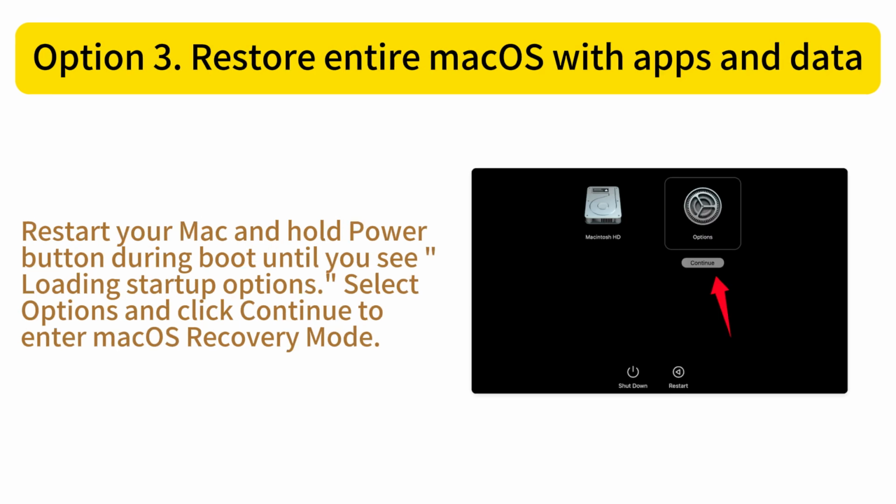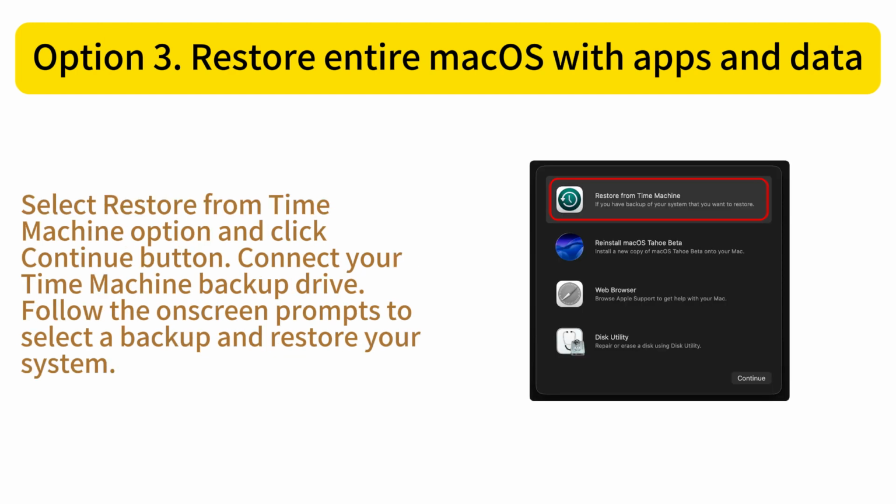Restart your Mac and hold the power button during boot until you see loading startup options. Select Options and click Continue to enter macOS recovery mode. Select Restore from Time Machine option and click Continue button. Connect your Time Machine backup drive. Follow the on-screen prompts to select a backup and restore your system.